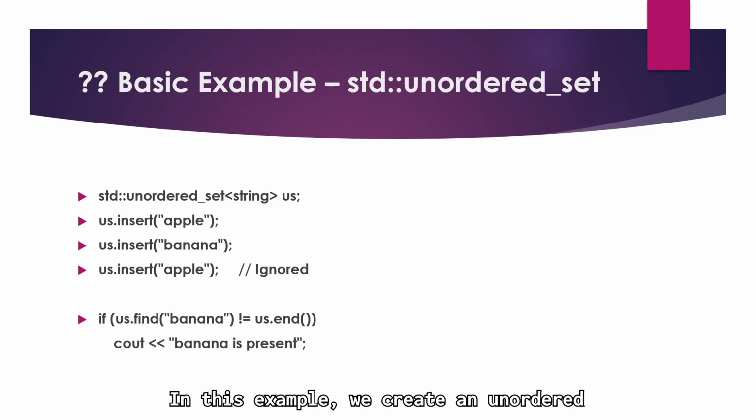In this example, we create an unordered set of strings and insert several values, including a duplicate. Notice how Apple only appears once. We can use find to search for specific entries. The lack of order might look odd at first, but the performance gains are significant. This makes unordered set an ideal choice when you are dealing with large data and just need fast, reliable lookups, like checking if a number has already appeared in a string.